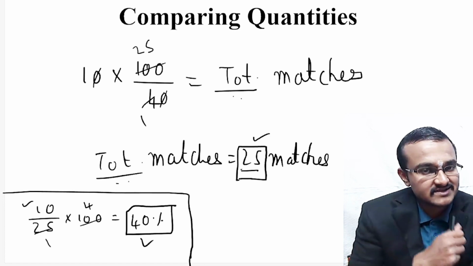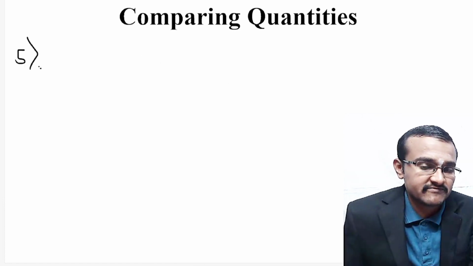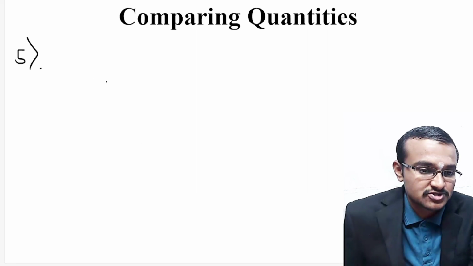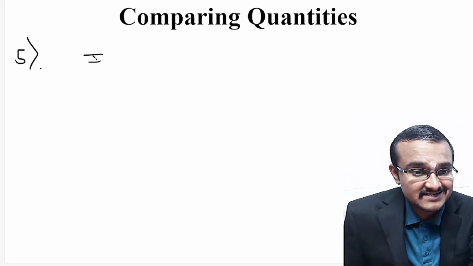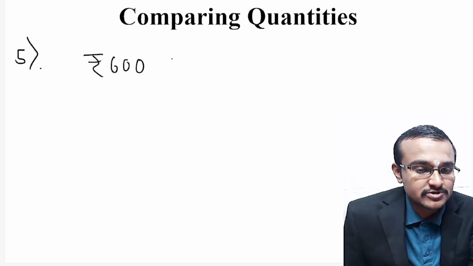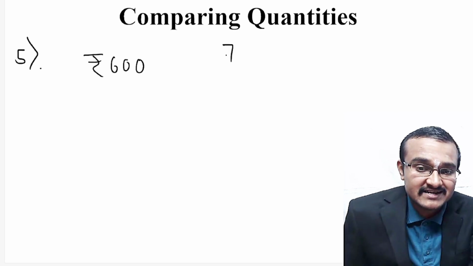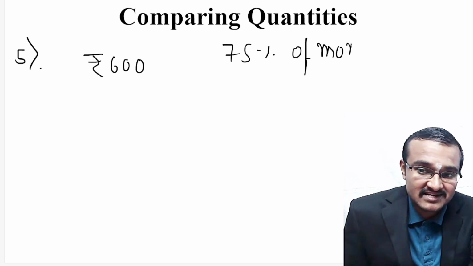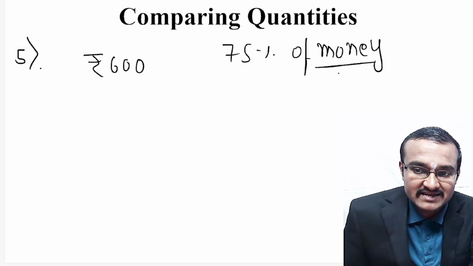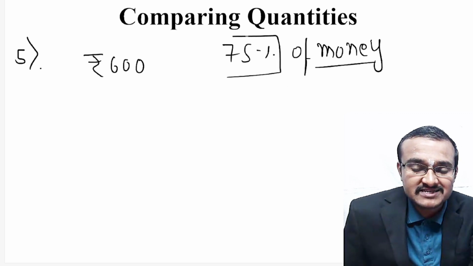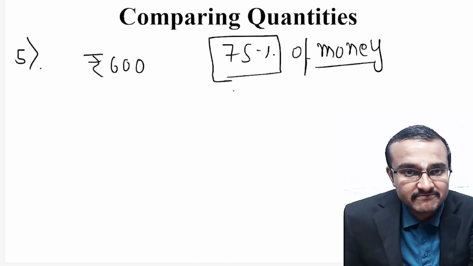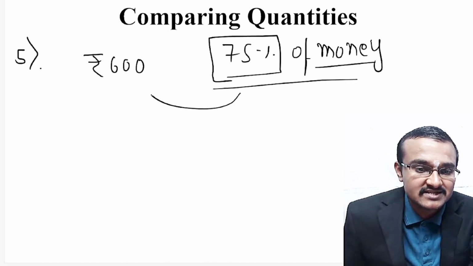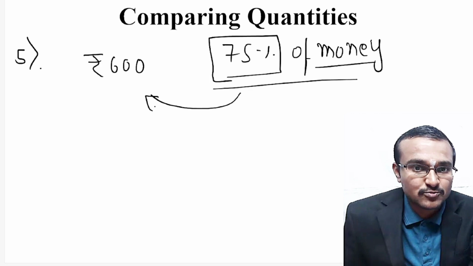So the answer here is 25 matches. Coming to the fifth question, here also it is somewhat similar to the fourth question itself. There is a girl called Chameli who has 600 rupees left after spending 75% of the money which she had initially. So after spending 75% of total money, she is left with 600 rupees.